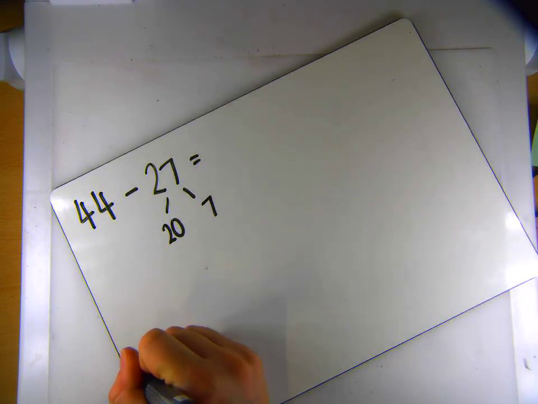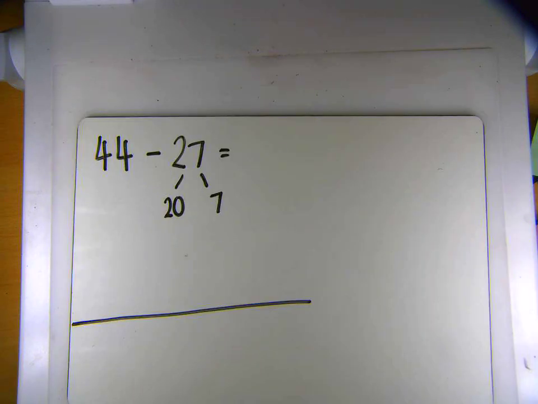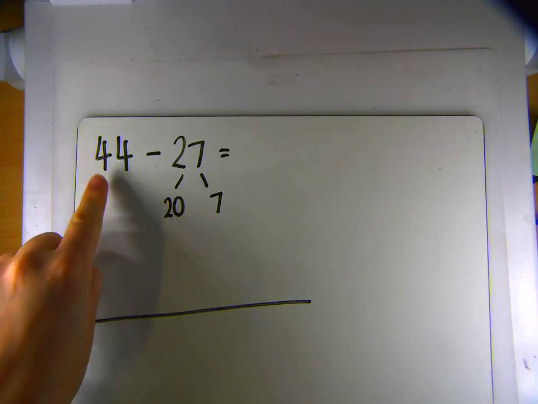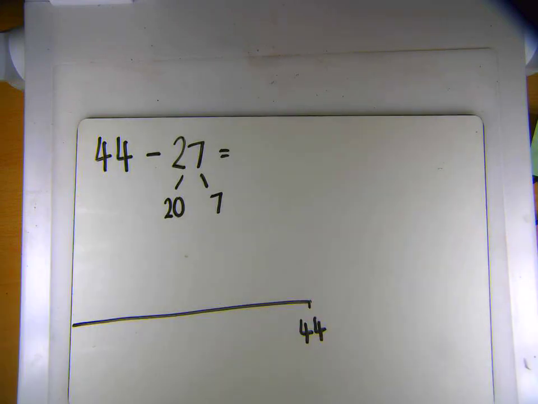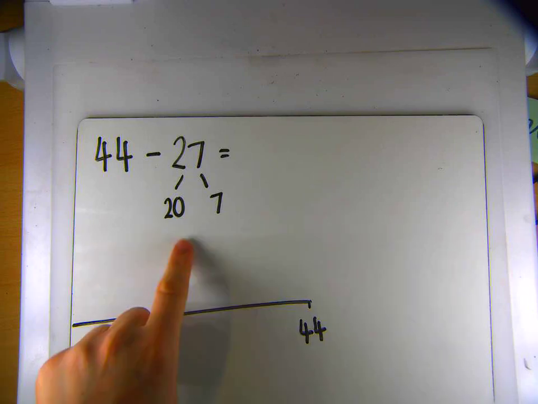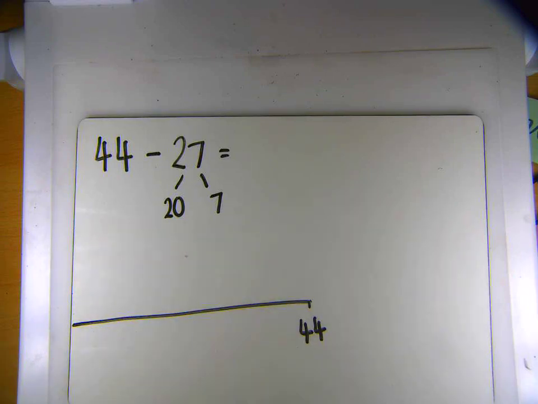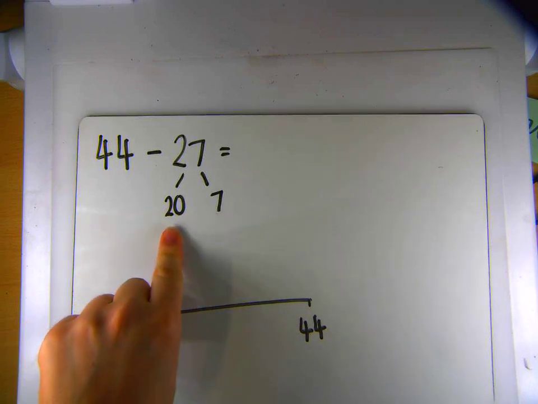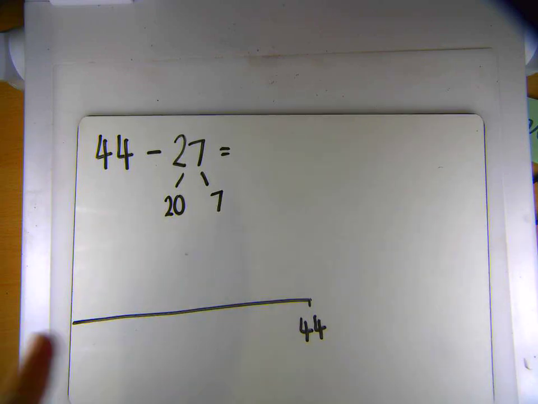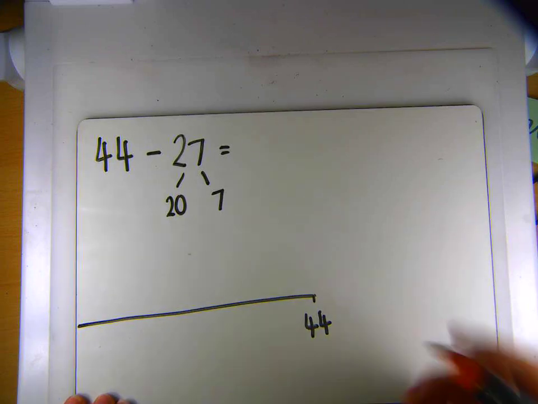The next thing I'm going to do is draw an empty number line, and I'm going to put my bigger number at the end, which is my 44. Okay? What I'm going to do then is take away, just like we did on our number line a little while ago, my smaller number from my bigger number and see what's left. So because I've partitioned into 20 and 7, I can either take away a big 20, or I could take away 2 tens, which is also the same as 20.